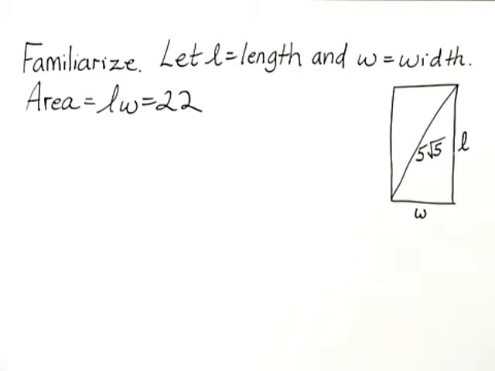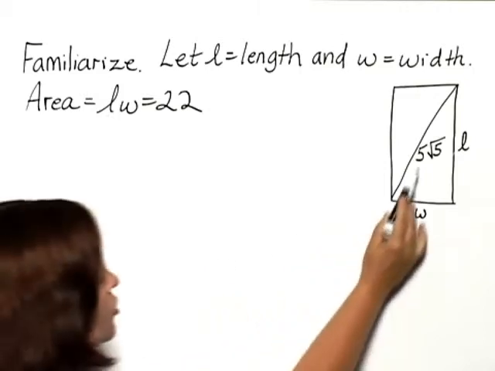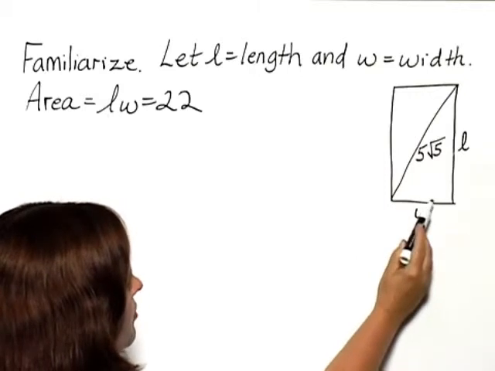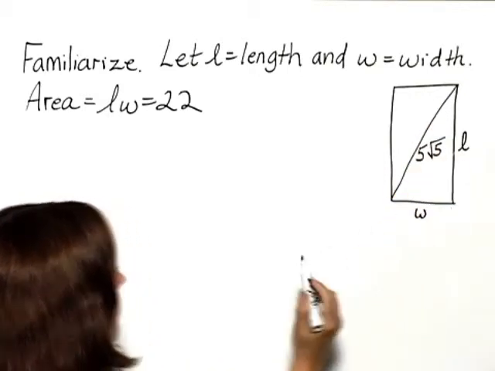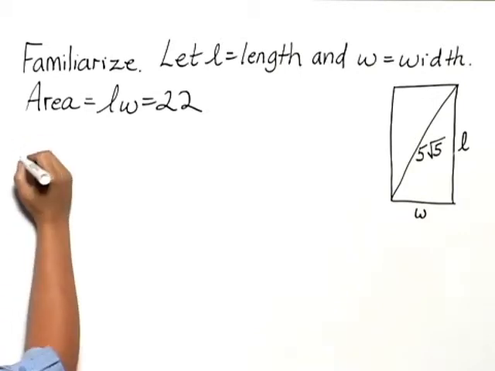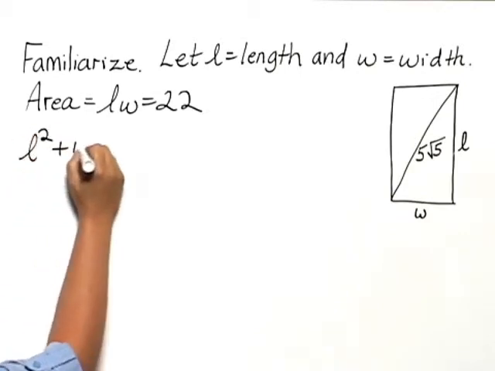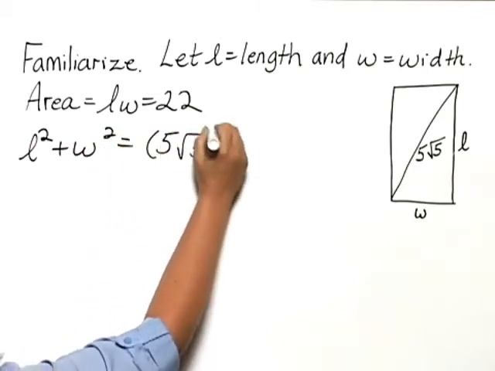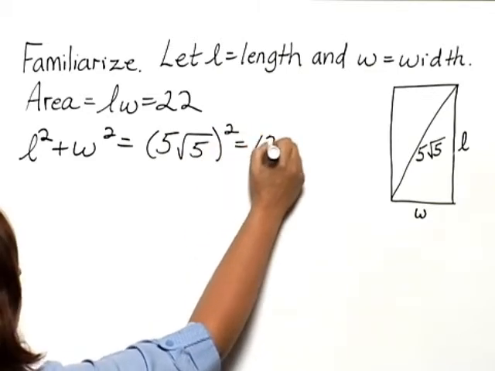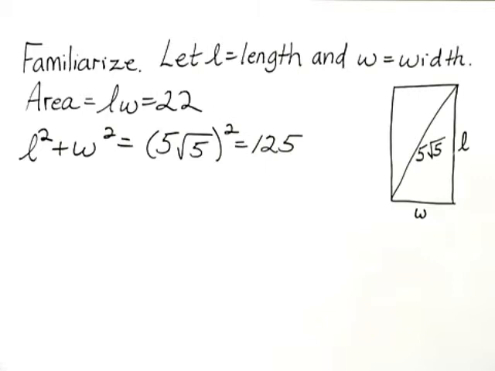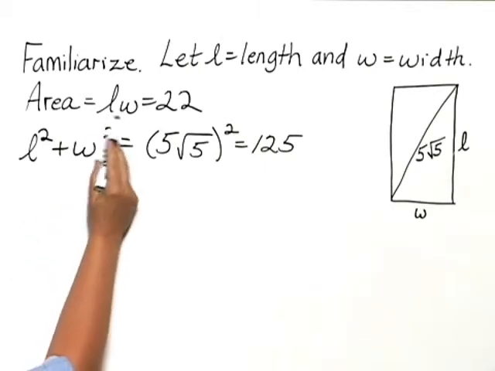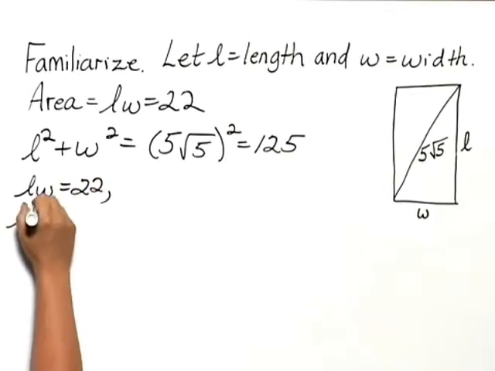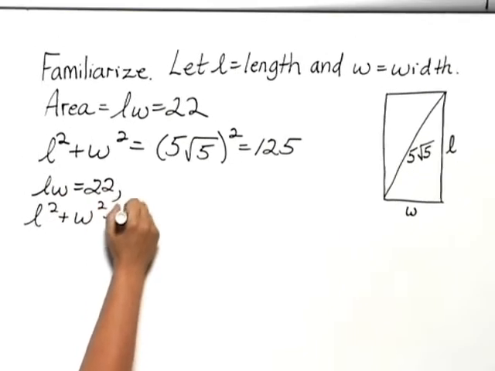And then also, if we look at this as two triangles, one of these triangles here is a right triangle. Well, both of them are. If we look at this one right here, we can use the Pythagorean theorem to come up with another equation. And that tells us that L squared plus W squared equals 5 square root of 5 squared, which is 125. What we have then is a system of two equations, LW equals 22, and L squared plus W squared equals 125.